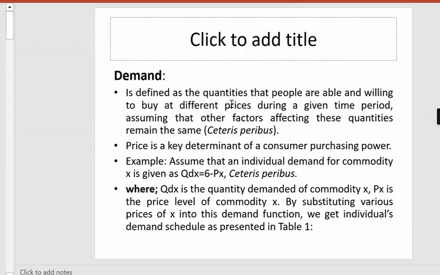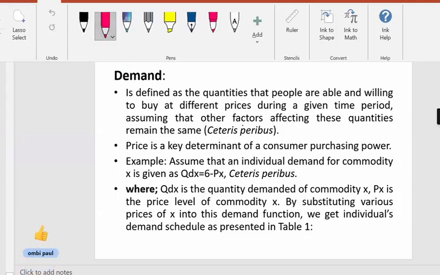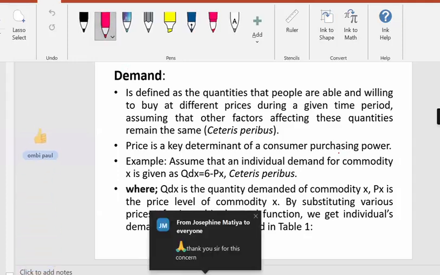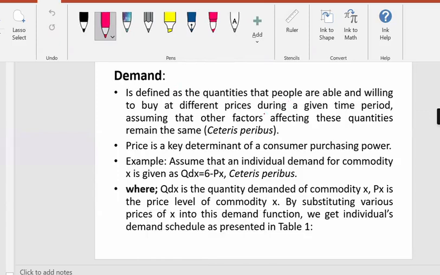Do you see the slide? Hello? Yes. Okay. Yes, I will see it. Yeah. So when you say demand, we just consider the amount of goods that a person can be able and willing to purchase at different price levels at a given time. Okay?